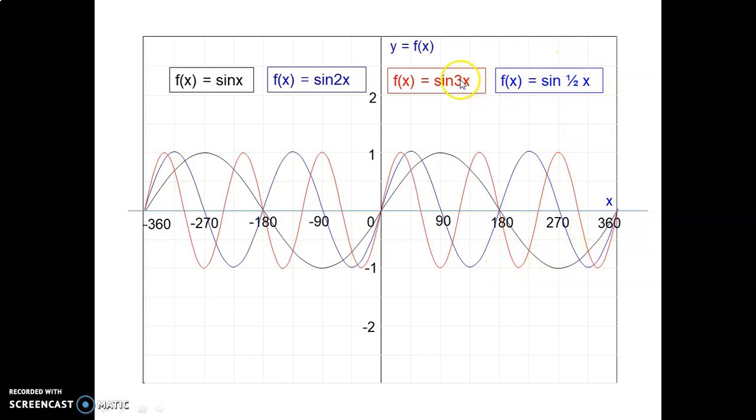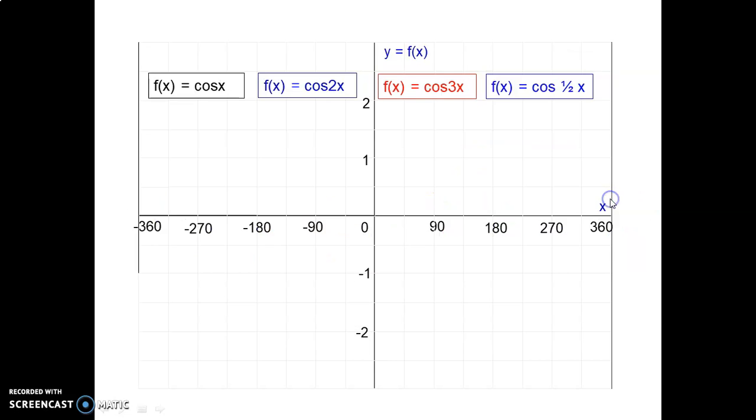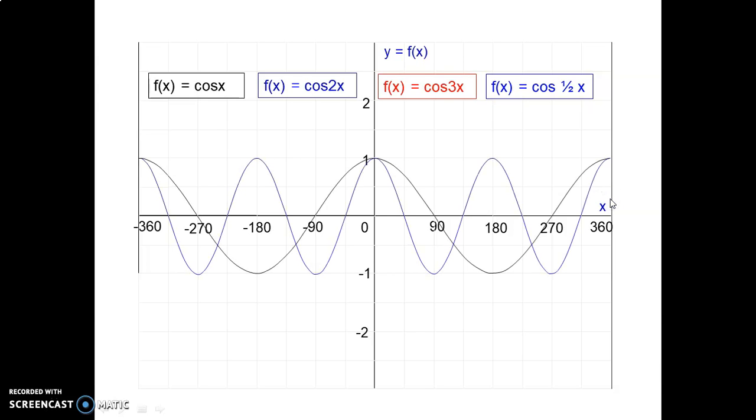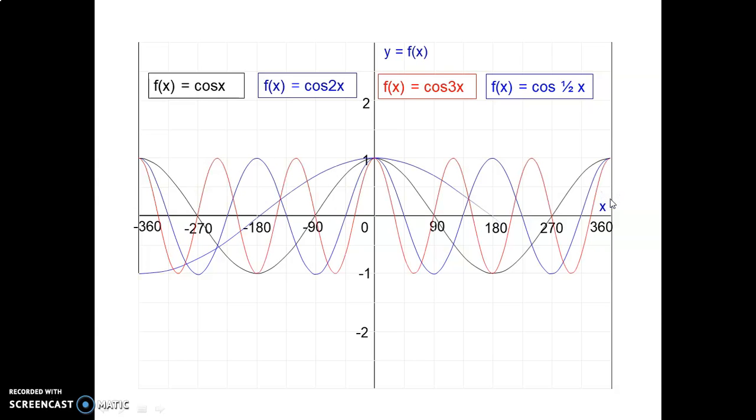So now if 3 made it 1/3 its width and 2 made it half its width, the half means it's going to become 2 times as wide. Because if you flip that over, make the reciprocal, it's 2. So now that one is 2 times as wide. So the effect of that is widen it 2 times. Okay, same thing with cosine. Here's regular cos. Here's cosine of 2x, 3x, and then half x makes it actually twice as wide.